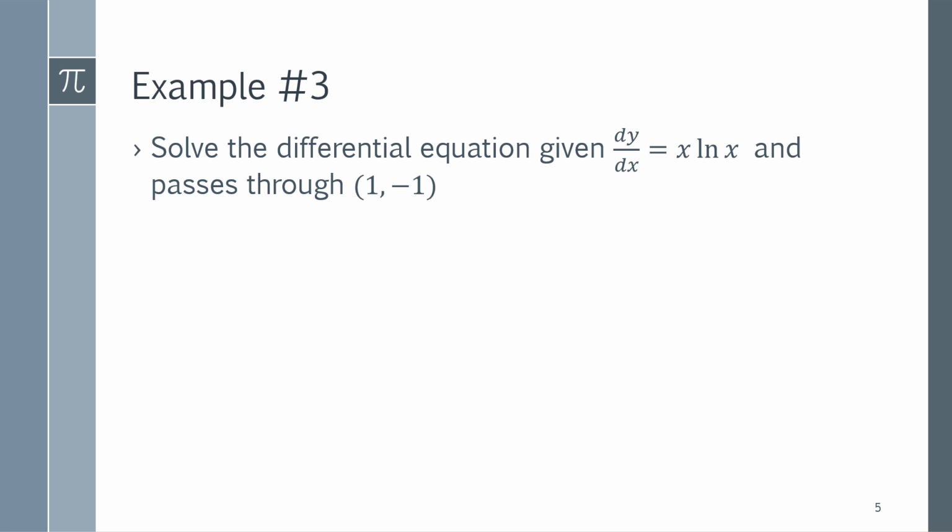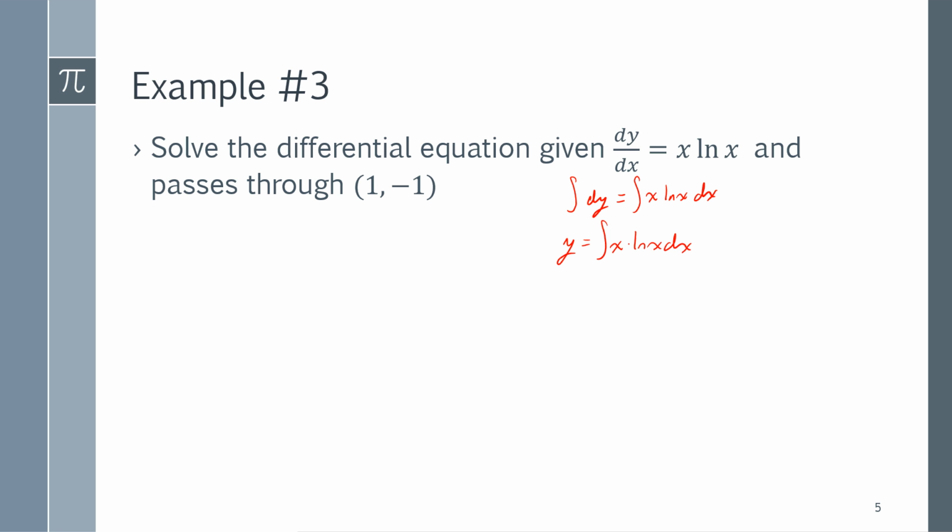I can even do this with being asked to find a particular solution. So if I'm given the differential equation dy dx is equal to x ln of x, and it passes through 1, negative 1, and I want to find out what's y. In other words, I need the function. Well, I have a separable differential equation, so dy is equal to x natural log of x dx. I need to take the integral to undo the antiderivatives. So y is equal to the integral of x times the natural log of x dx.